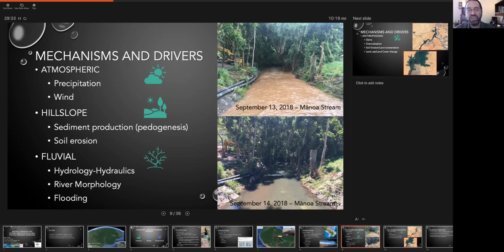We can also see human impacts here. You see this excavator here. You see this banking, this armoring of the bank. It's hard to see the hill slope processes, but everything is very much connected in a very small package, which is Hawaii.